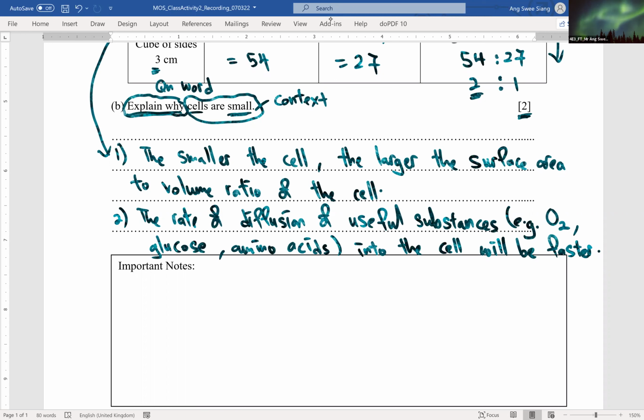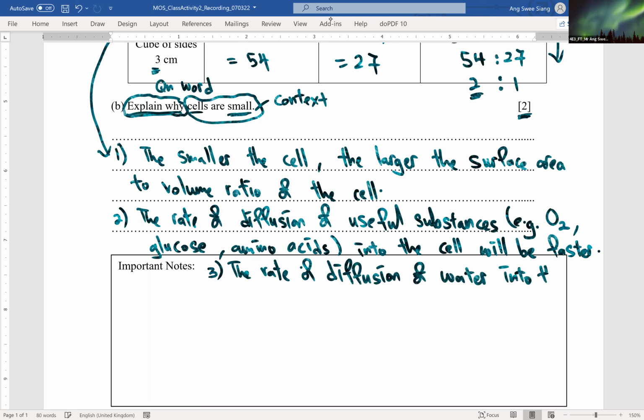Then for point number 2, you can also talk about the rate of diffusion of water into the cells will also be faster, because water is needed in living cells for a lot of chemical reactions. Water is needed for enzymatic reactions to occur in cells. So that's how you answer this question. Link to part A.